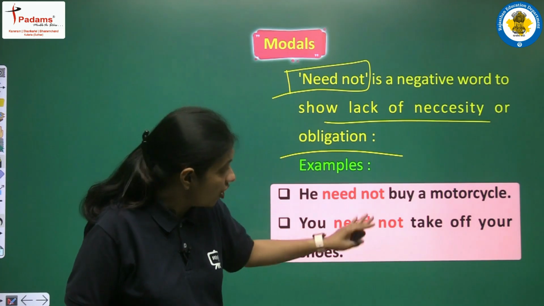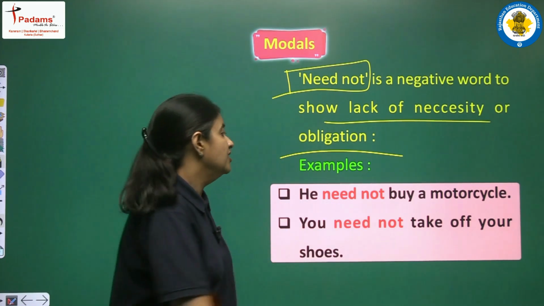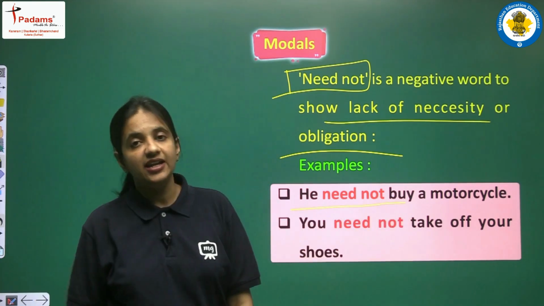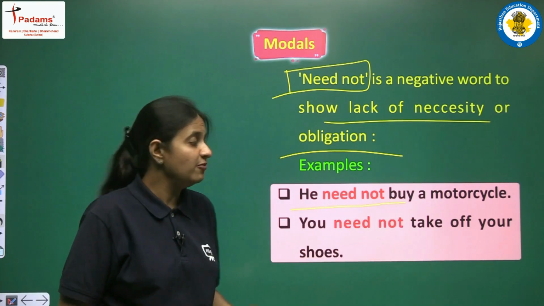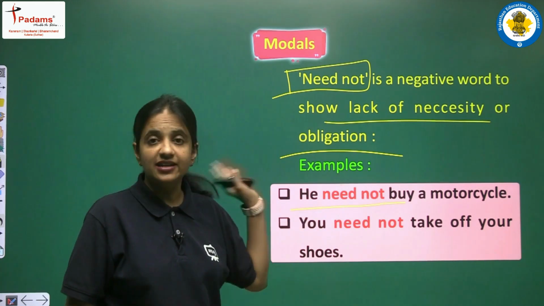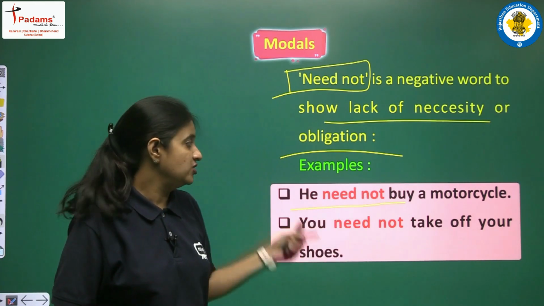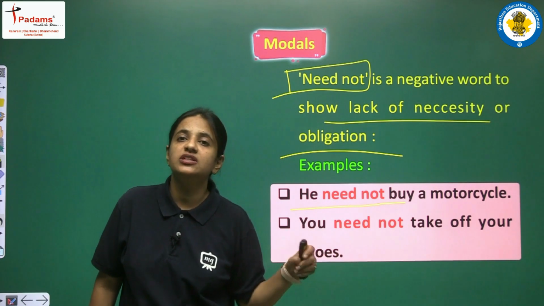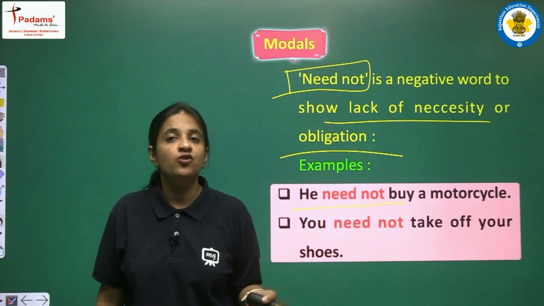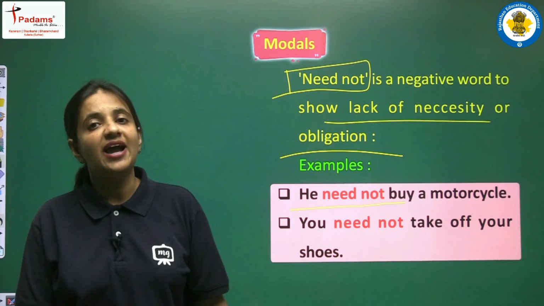He need not buy a motorcycle. Here clearly we can see that need is used as a modal auxiliary. Why? Because we cannot see any other helping verb in the sentence. So yes, need is one of the main verbs also, and it is one of the modal auxiliaries also. And how can we identify?